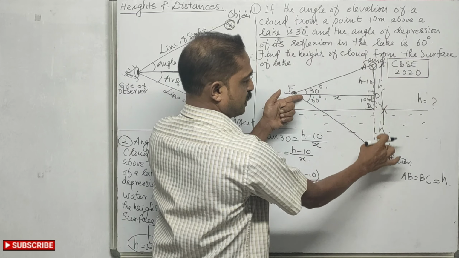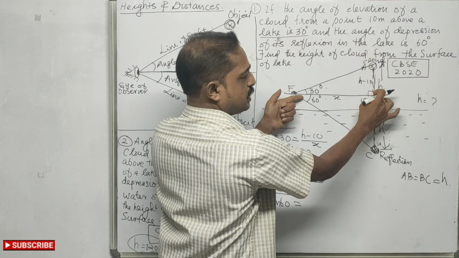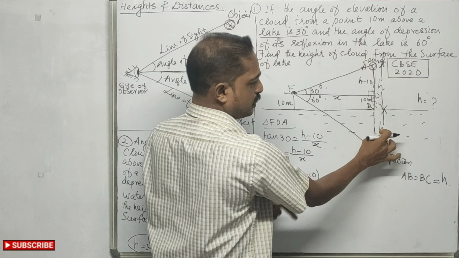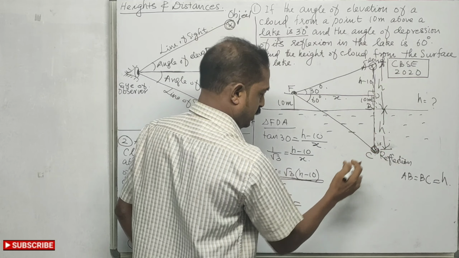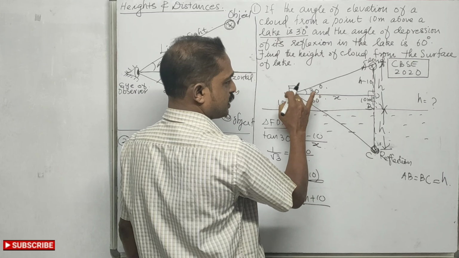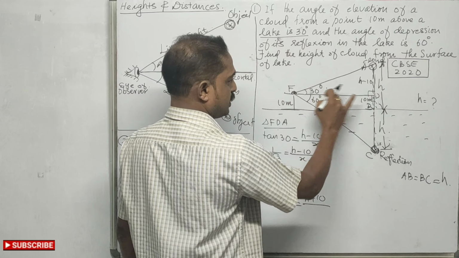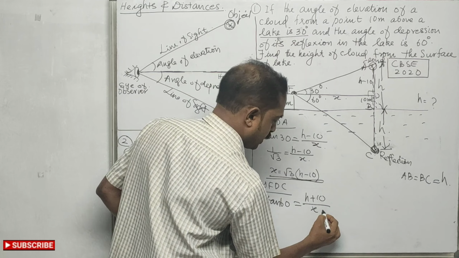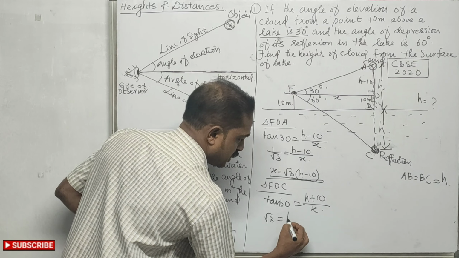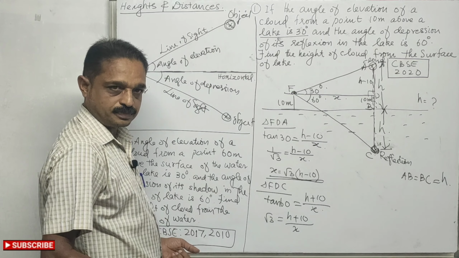So this much distance BC is equal to H and BD is equal to 10. So this distance CD is equal to H plus 10. CD, the opposite side, is H plus 10, divided by what is the adjacent side? The adjacent side of this angle 60 is X, that is FD, X. So what is tan 60? Tan 60 is root 3, equal to H plus 10 divided by X.